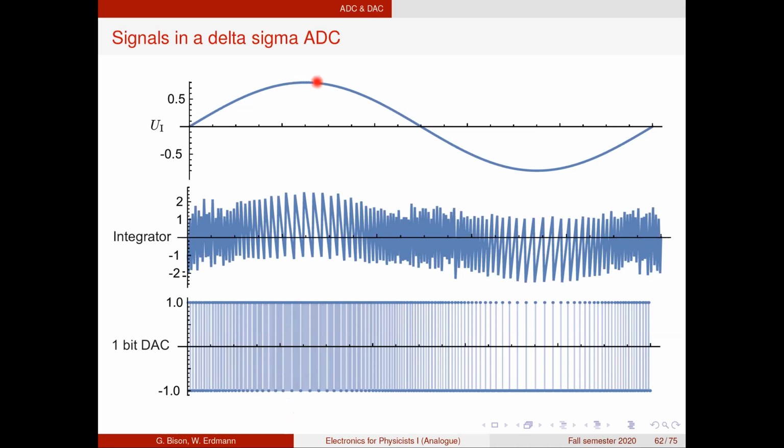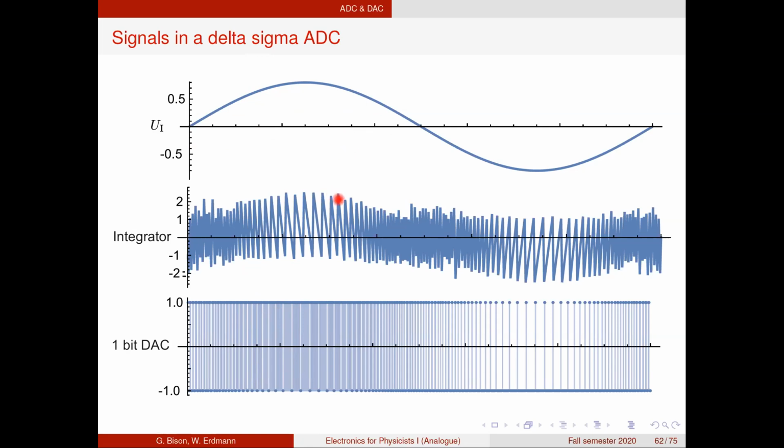The plus voltage now is very close to our input voltage, which means the integration happens with a slope that is much, much shallower. So it takes a long time to reach the threshold. And for that reason, we stay for a long time here at the plus voltage. And like that, the sigma delta or delta sigma ADC generates a pulse train where the density of plus and minus values is proportional to our input signal.